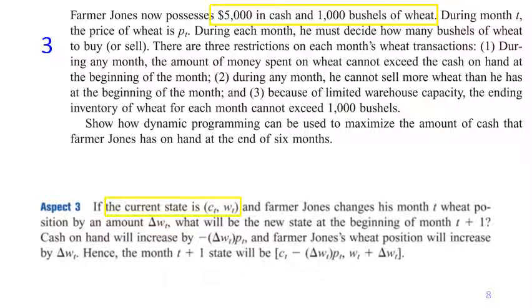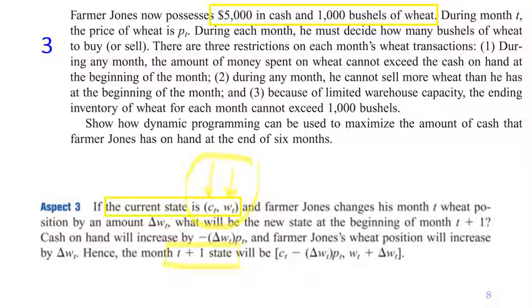So in this example, we have two states. Again, this is an important characteristic of this example. So the state is CT and WT. So you write it down with a comma, CT, comma, WT. Okay. So CT is the amount of cash that you have at the beginning of month T. WT is the amount of wheat that you have at the beginning of month T. Aspect 3 asking about if this is the state at the beginning of month T, what happens at the beginning of the state T plus 1?